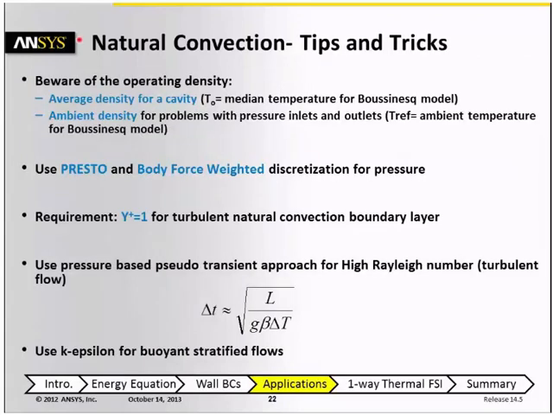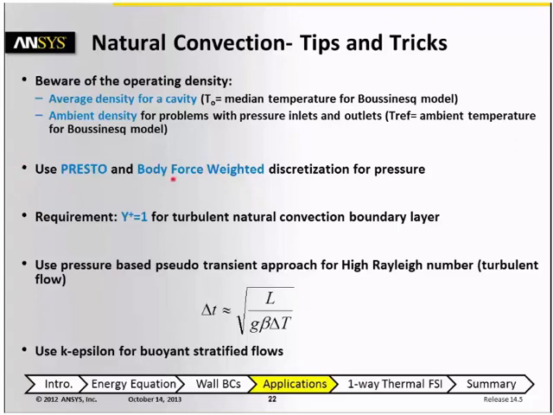On this slide we have a few useful tips and tricks for natural convection problems. As we've already seen, the operating density is very important in natural convection. For problems with cavities, this value should correspond to an average density in the center of the cavity, or if you're using the Boussinesq model, you should set the reference temperature in the operating conditions panel to the median temperature in the center of the cavity. For problems with natural convection in open domains, the operating density should be set to be equal to the ambient density.